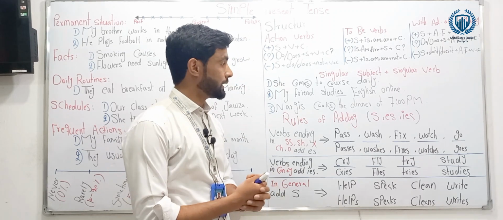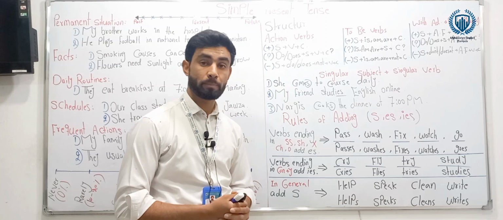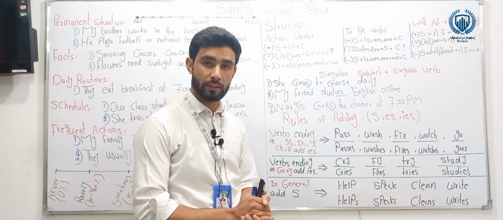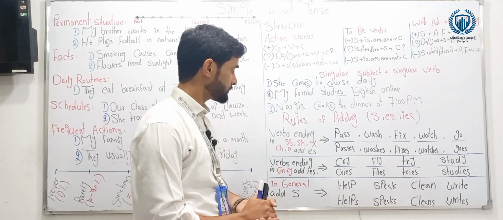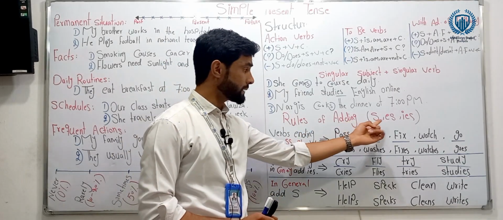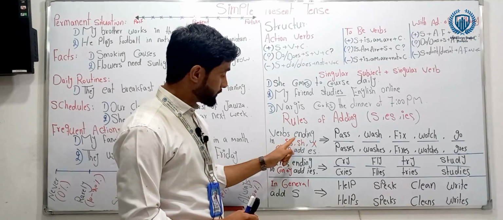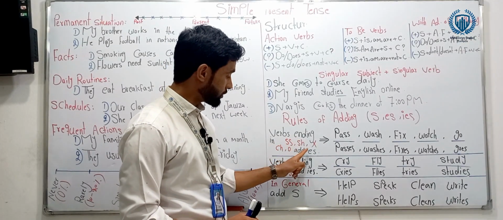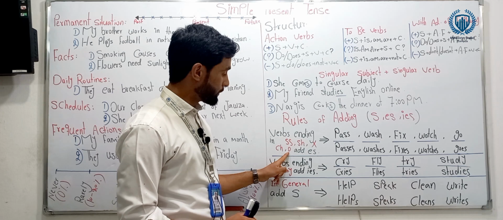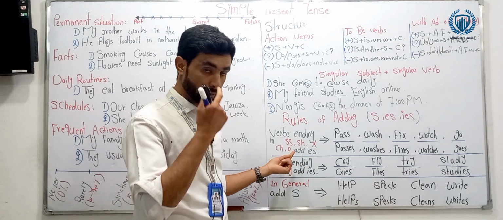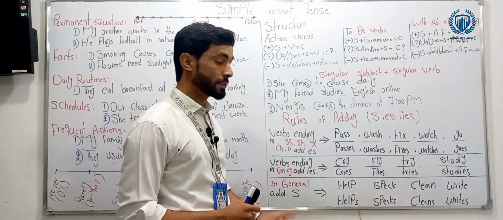وقتی که میگیم که فعل در آخر خود میتونه SES IES بگیره، پس باید یکم قانونا داشته باشه که در کدام فعل ها S، کدام فعل ها ES، کدام فعل ها IES. Rules of adding SES IES. قوانین اضافه کردن SES IES. Verbs ending in double S, SH, X, CH, O add ES. در صورتی که یک فعل با اینی حروف خاتمه بیافته، ما چی علاوه میکنیم؟ ES علاوه میکنیم.